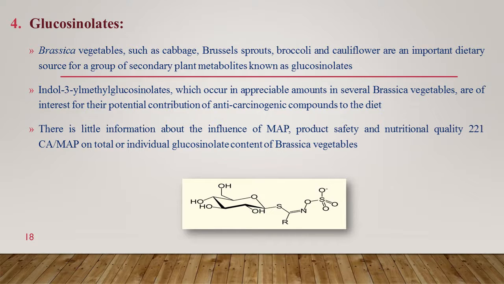However, there is still little information about the influence of modified atmosphere packaging on total or individual glucosinolate content of brassica vegetables. But an increase in total glucosinolate content was reported in broccoli florets when stored in air or controlled atmosphere, while the absence of oxygen with 20% carbon dioxide resulted in total loss.